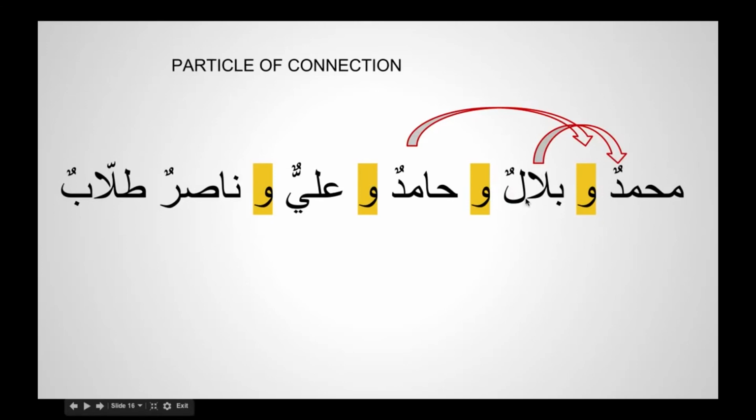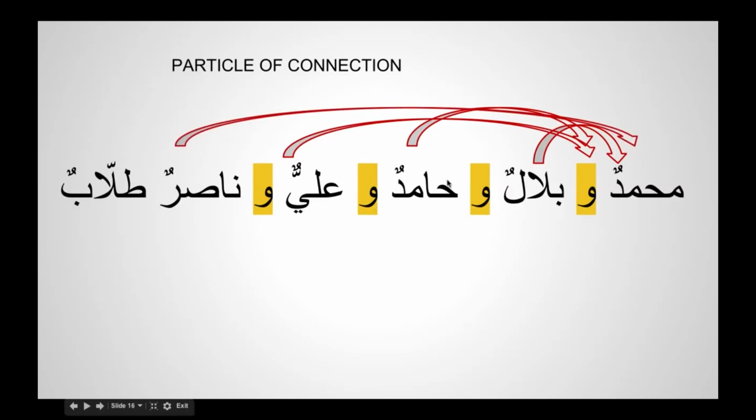So what is Bilalun, what is Hamidun, what is Ali? Bilalun is connected to Muhammad as a mubtada. That is because there is a wow here, that becomes a mubtada. Hamidun is connected to Muhammadun because there is a wow here, that is a mubtada. Aliyun, that is also mubtada because there is a wow here. Nasirun, that is also mubtada, because there is a wow here.